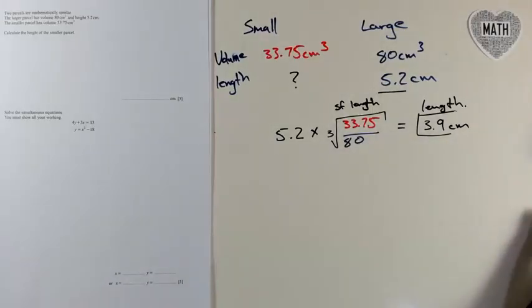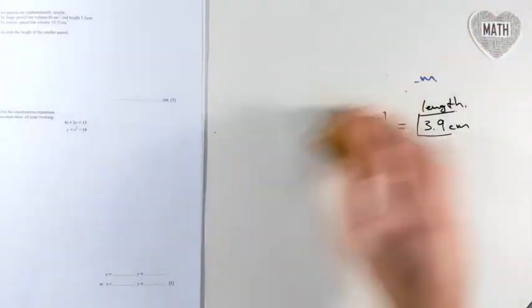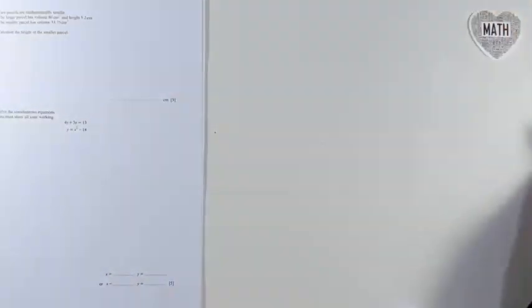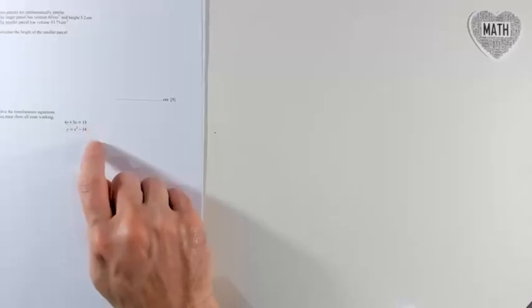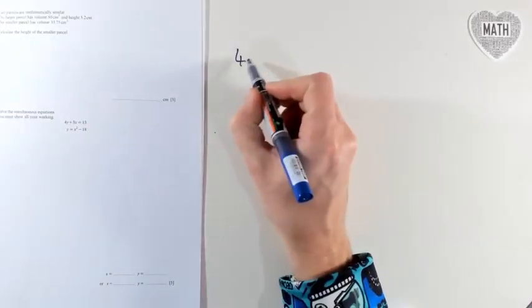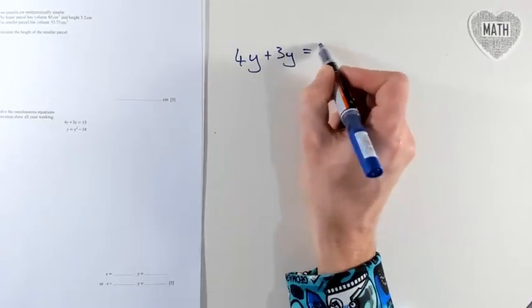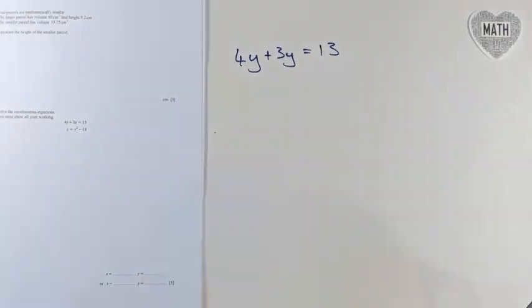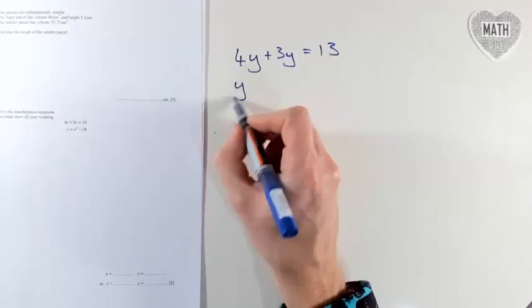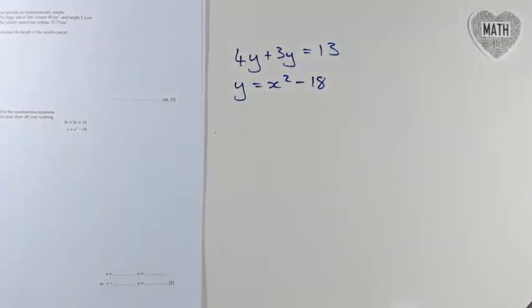Next one is a simultaneous equations question. And usually when we see them, we have linear equations. You probably can't see them, so I'll write that a little bit bigger. So we have 4y plus 3y is equal to 13. And the other one is y is x squared minus 18.